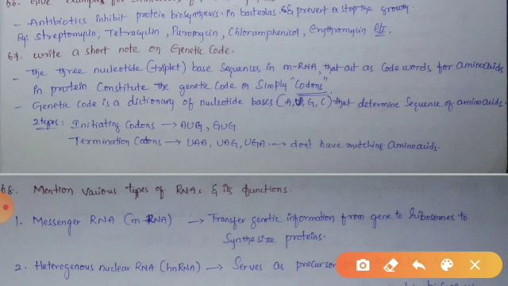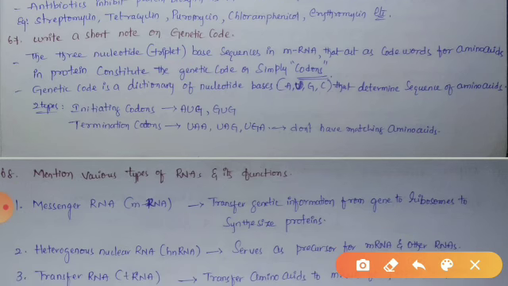Write a short note on genetic code. The three nucleotide base sequences in an mRNA that act as code words for the amino acid in protein biosynthesis are known as the genetic code, or simply codons. The three nucleotides are simply called a triplet. The genetic code is a dictionary of nucleotide bases, that is adenine, guanine, cytosine and uracil, that determines the sequence of amino acids.